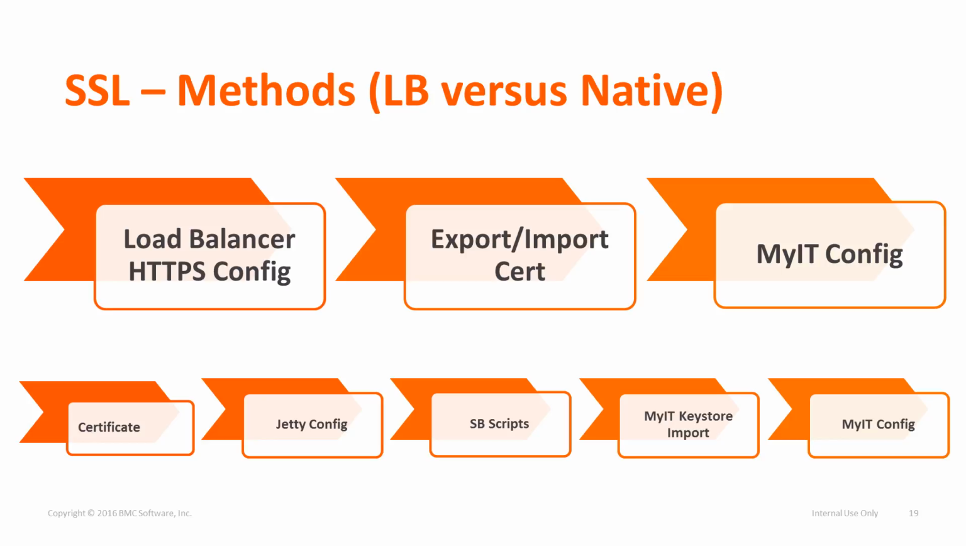For native, we set up the certificate again, and then we have to configure Jetty to make it aware that it's supposed to use HTTPS. But we also have to update quite a number of Service Broker scripts, because if you notice, a lot of the Service Broker scripts would call other scripts which have the hard-coded HTTP value. And once we do that, then we import the MyIT key store, and then we configure MyIT.